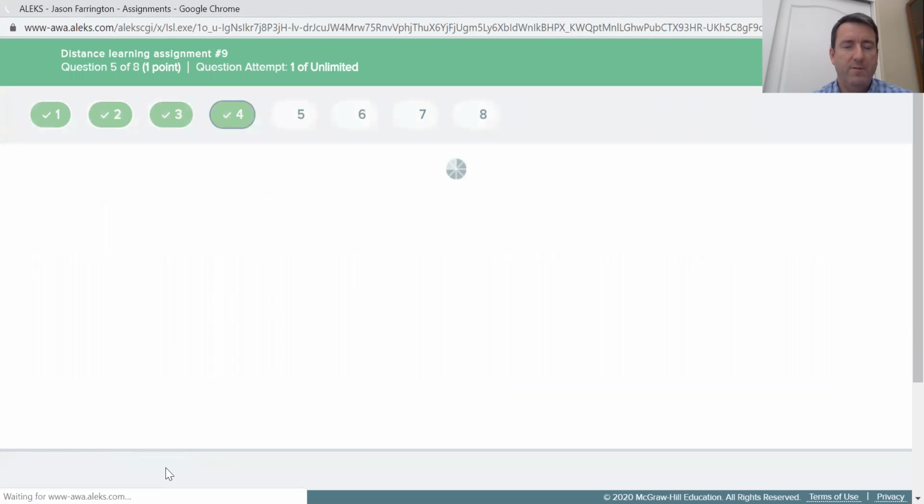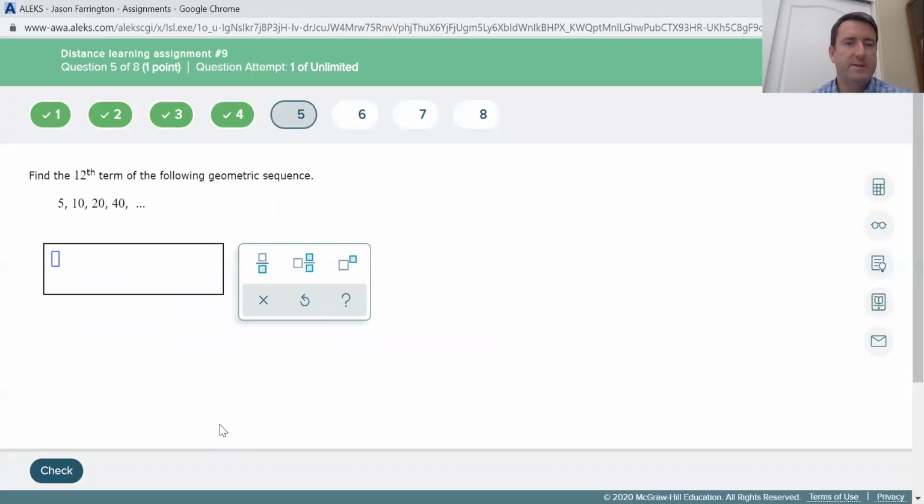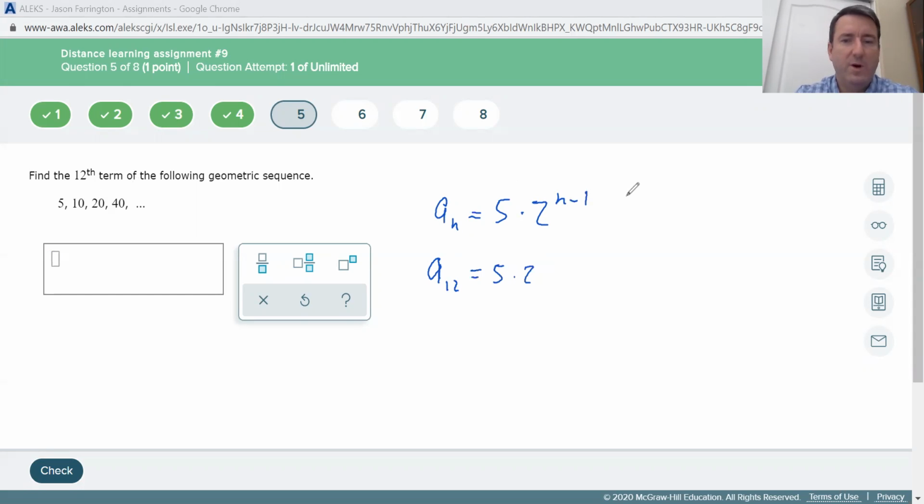All right. Number 5. Find the 12th term in the following geometric sequence. So let's write out a formula here. So a sub n is equal to the first term, which is 5, times the common ratio. Well, to get from 5 to 10, we multiply by 2, and then 2 to get to 20, 2 to get to 40. So the common ratio is 2 to the n minus 1. So to find the 12th term, a sub 12 is going to be 5 times 2 to the 12 minus 1, so 11. And then if we plug that into our calculator, 2 to the 11th power is 2048 times 5 is 10,240. So the 12th term is going to be 10,240.